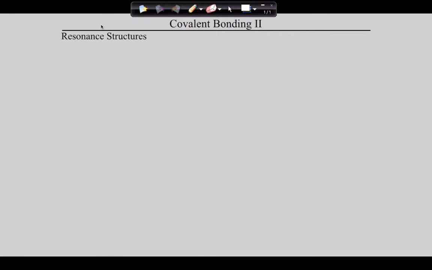This will be just a continuation of your previous notes, because last time we talked about covalent bonding and this idea of formal charges. We're ready to move on from there. Today we're going to talk about some of the things we couldn't talk about last year relative to covalent bonding.